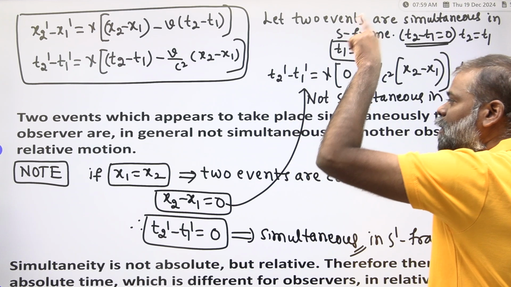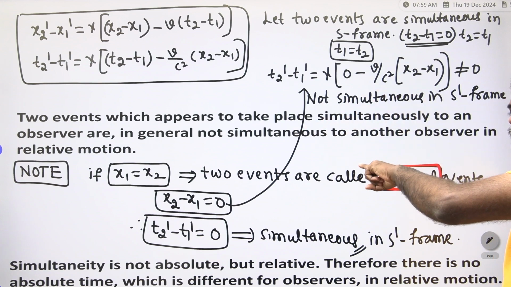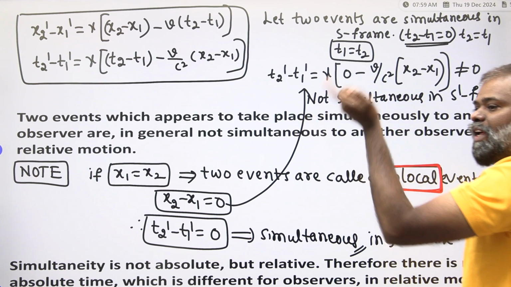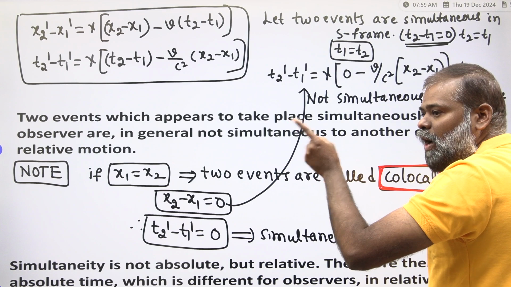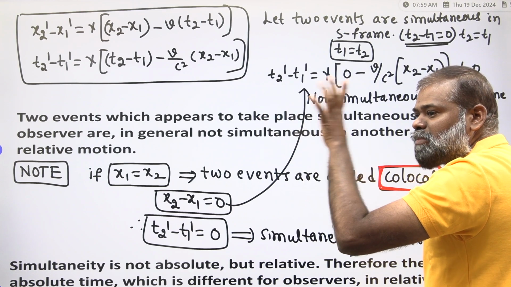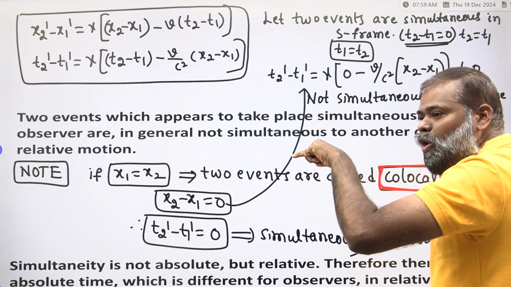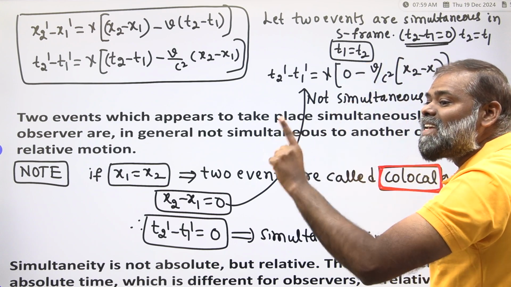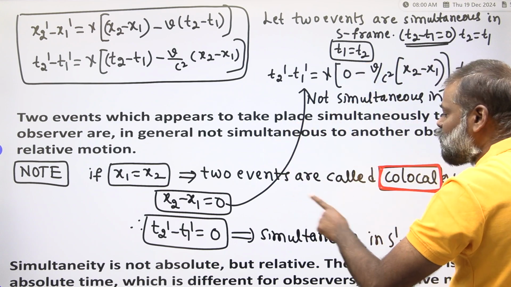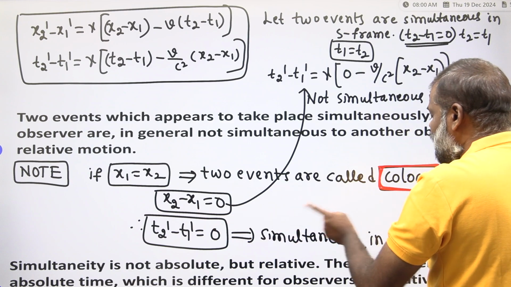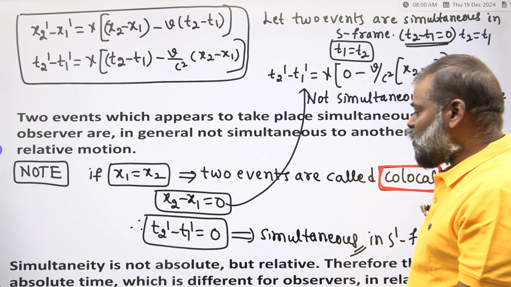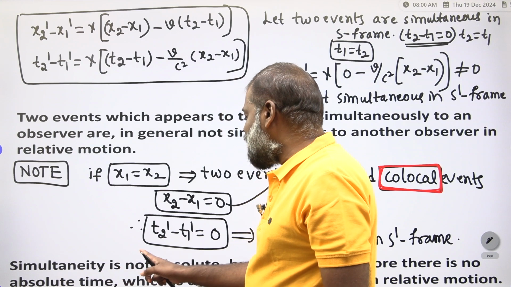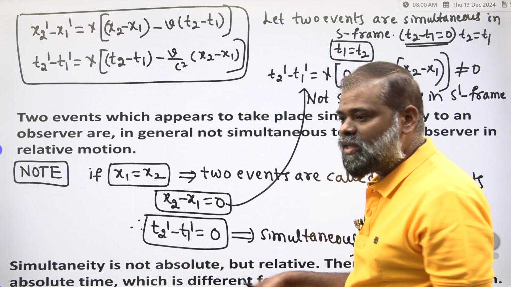In one frame the events must be simultaneous. Corresponding to the other frame, you have to observe that those two points must be co-local. Co-local means those are not two events, those must be a single event. Then only we take it as simultaneous in the S dash frame. Therefore, simultaneity is not absolute.